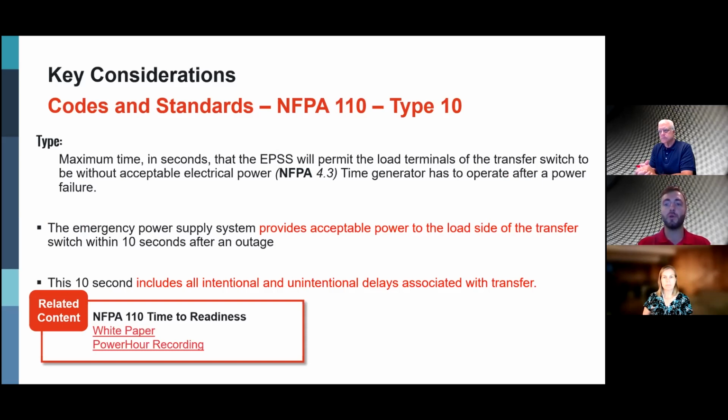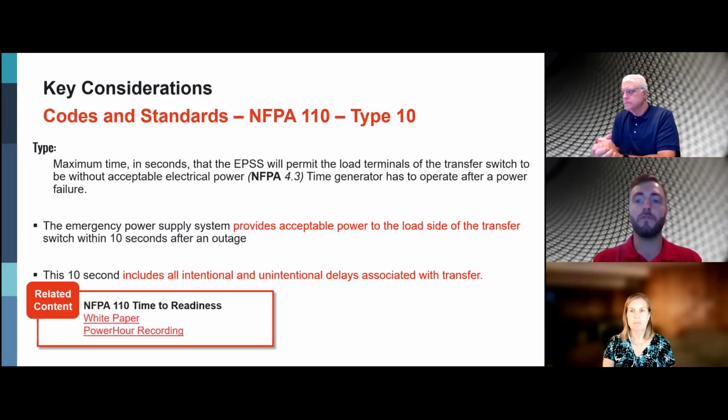But one common requirement for healthcare systems is that an emergency power supply system with NFPA be an NFPA 110 Type 10 system. So once again, you may be asking yourself, what does this mean? This is a lot of words, a lot of numbers. Well, for starters, NFPA defines a type as the maximum time in seconds that the emergency power supply system will permit the load side of the terminals of the transfer switch to be without acceptable power.